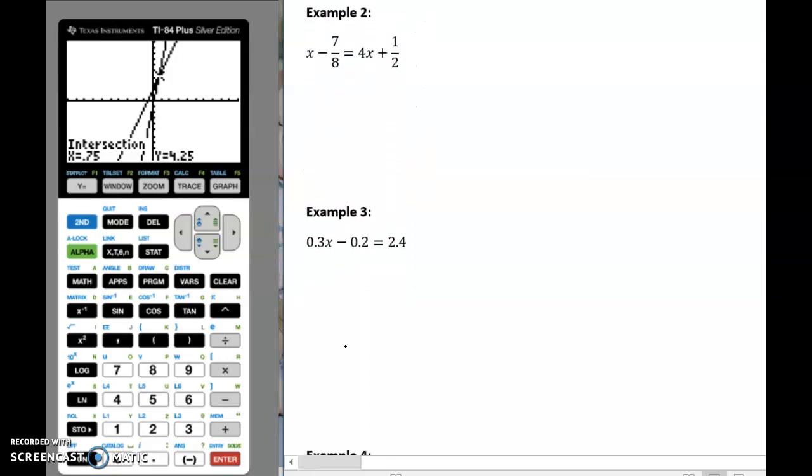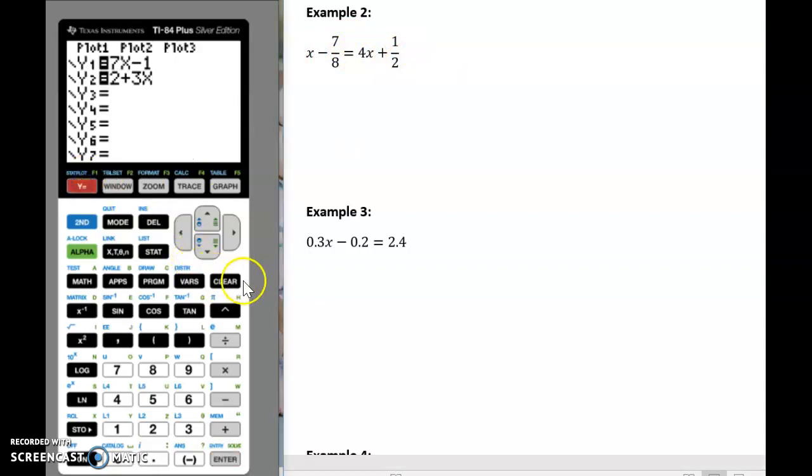Let's look at example 2. We have here x minus 7 over 8 equals 4x plus 1/2. So the same approach, I'm going to go to my graphing calculator, and on the first, y sub 1, I'm going to type in whatever I see on the left. So that's x minus 7 divided by 8. Go down to the second, y sub 2, I'm going to type in whatever's on the right, so that's 4x plus 1 divided by 2.